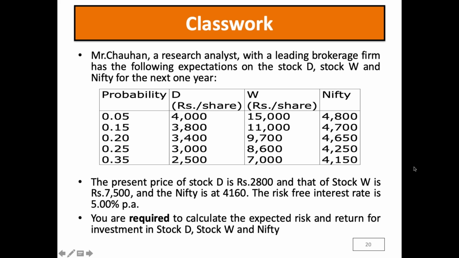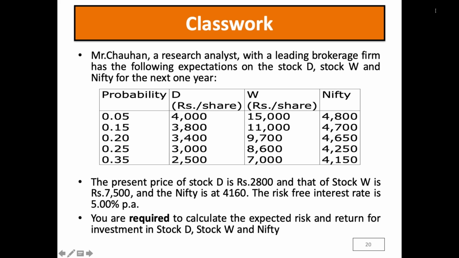Look at this. Probabilities are there. Then we have got D, W, and Nifty. Three things have been there. What is so different here? It is rupees per share. That means I've indicated what? Prices. I haven't given you returns. Right, so I haven't been given returns.